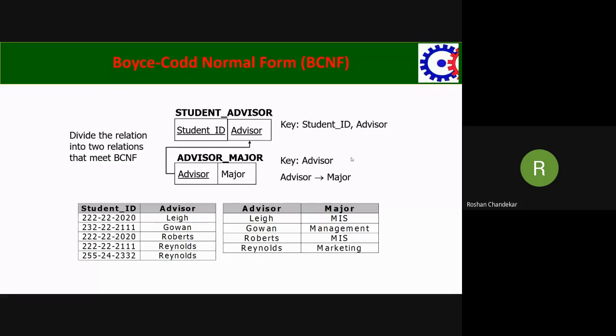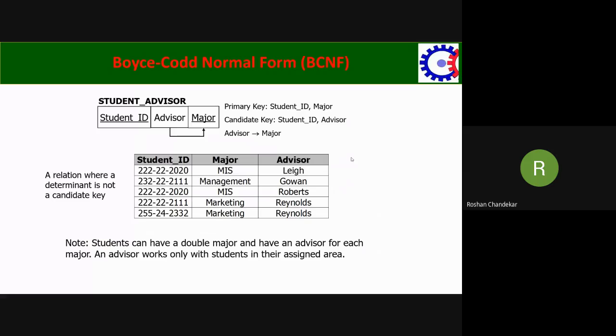Divide a relation into two relations that meet BCNF: student ID with advisor, and advisor with major, where student ID and advisor are the primary key and candidate key. Then from the candidate key to the functional dependency, we decompose the relation into two relations. So that is all about normal forms. Thank you guys.